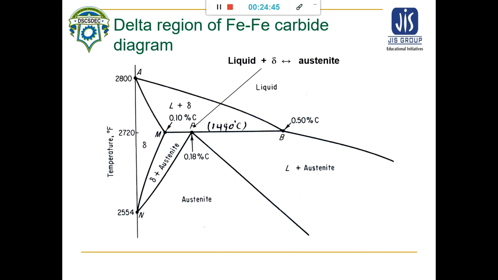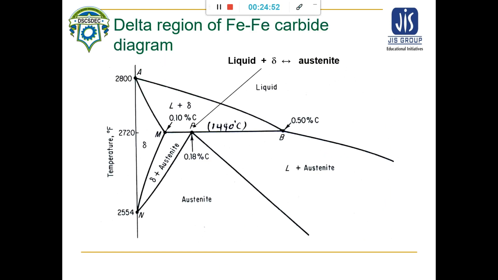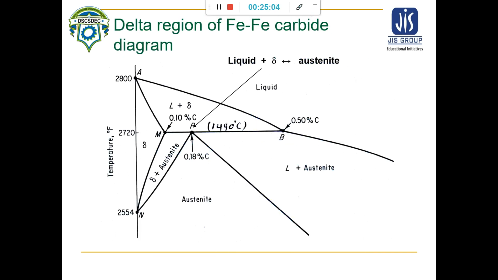So now we will see the delta region only. In the delta region, what are there? See, in the delta region, if we see, what region are we seeing? This region. This is known as the delta region. If we see the delta region, at this M point, the carbon concentration will be 0.10% of carbon, and this temperature is 1490 degrees Celsius.